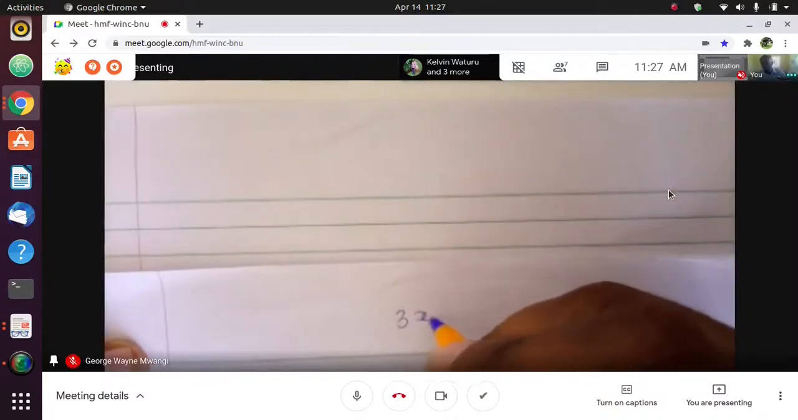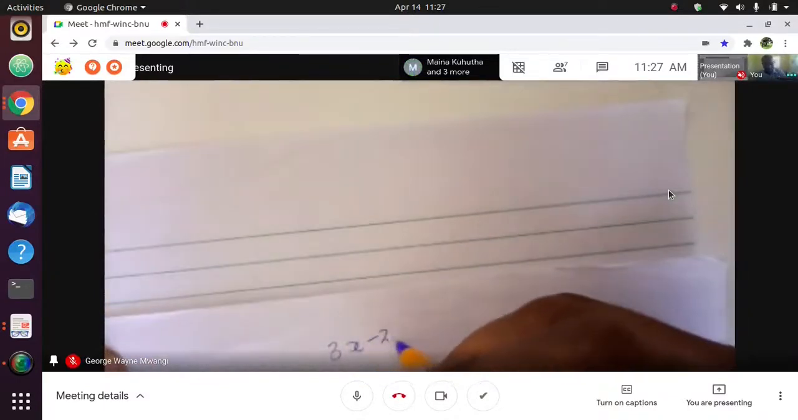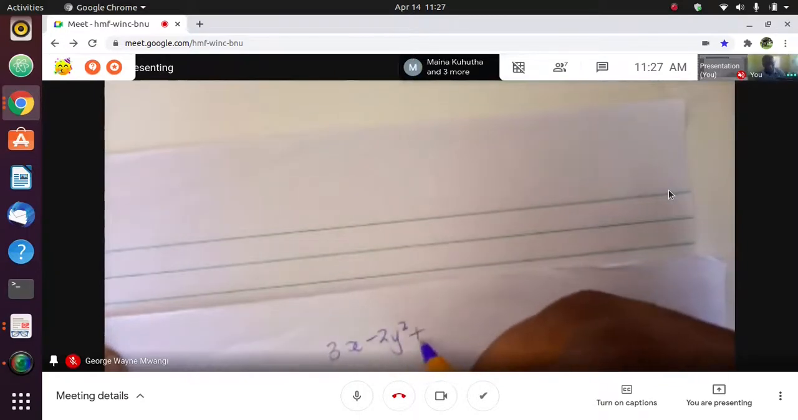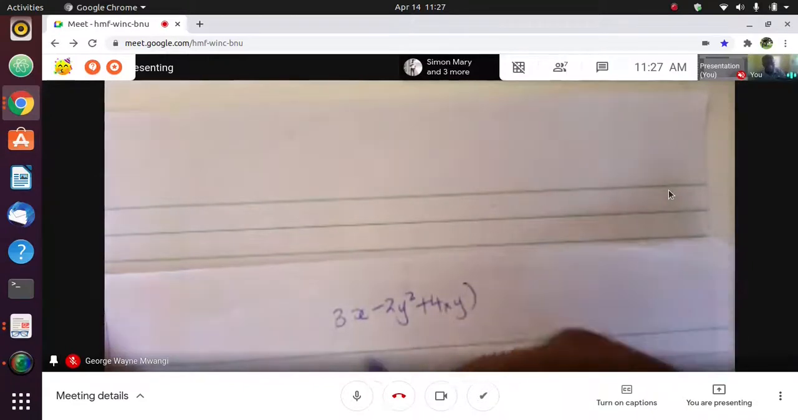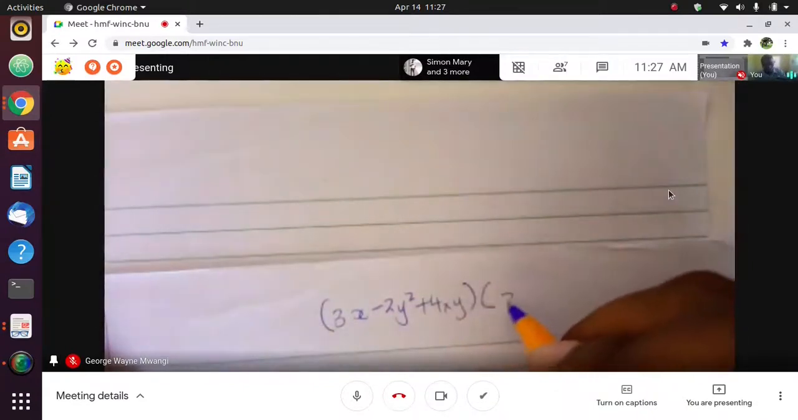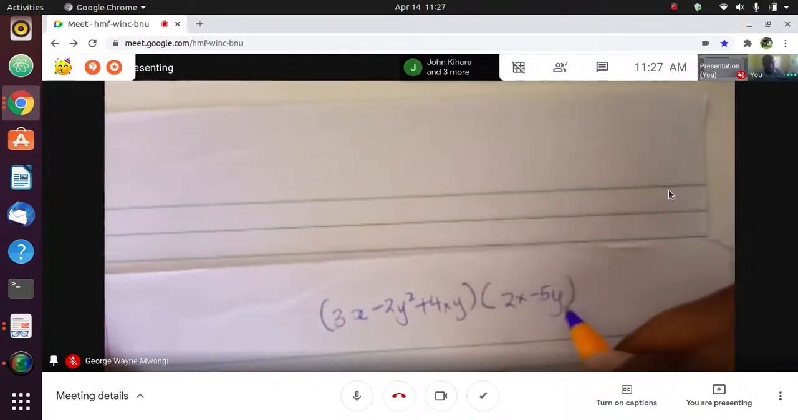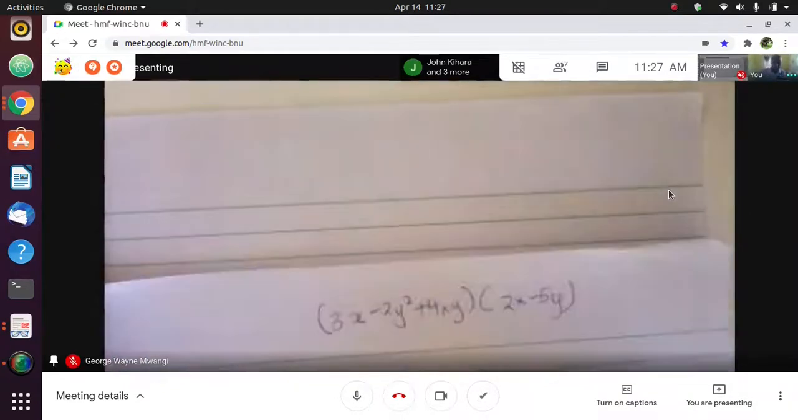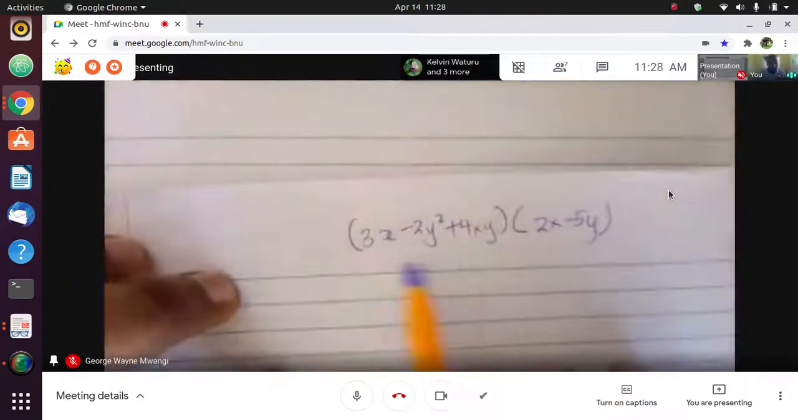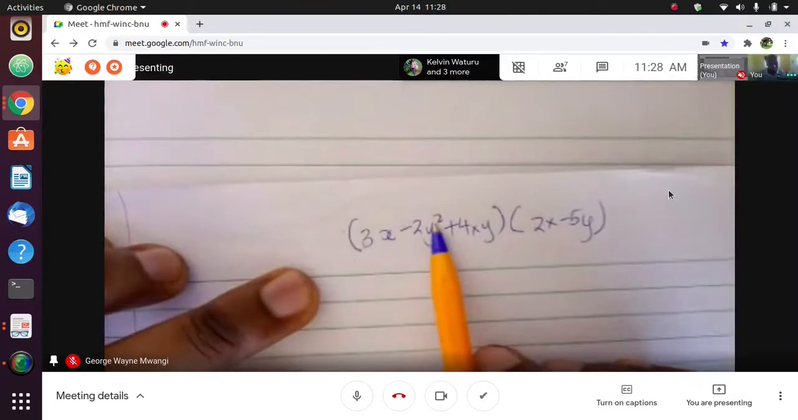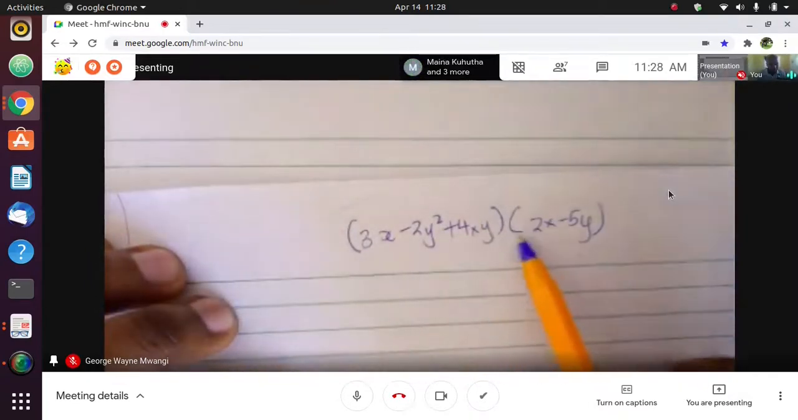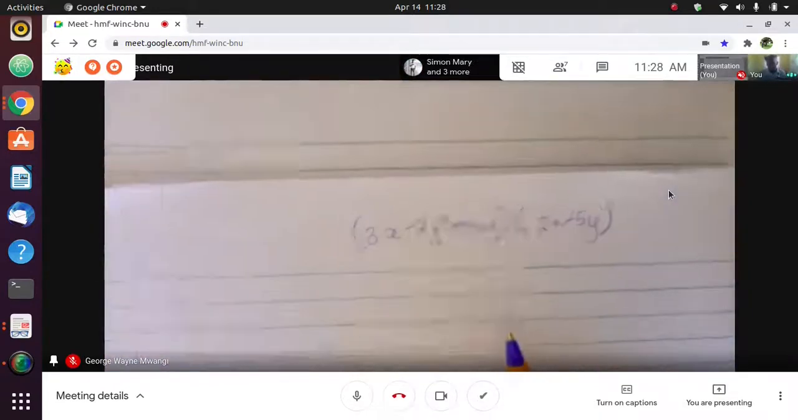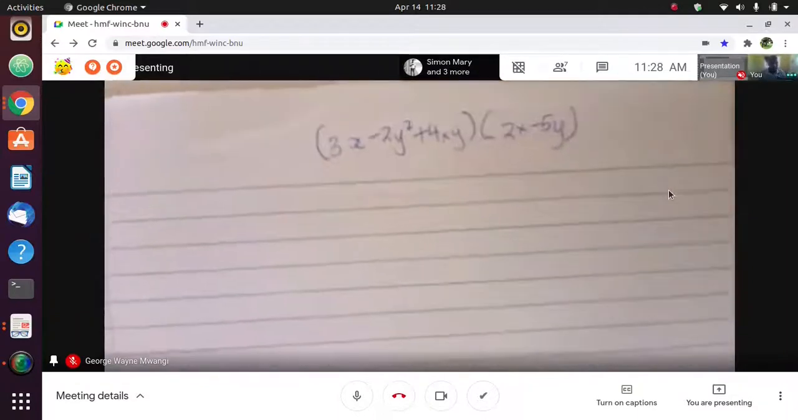3x minus 2y squared plus 4xy into brackets 2x minus 5y. We have 3x minus 2y squared plus 4xy into brackets. We multiply by 2x minus 5y into brackets. Let's try opening that bracket.